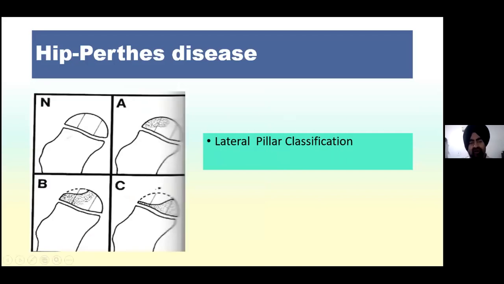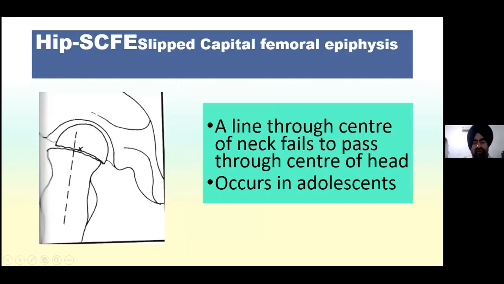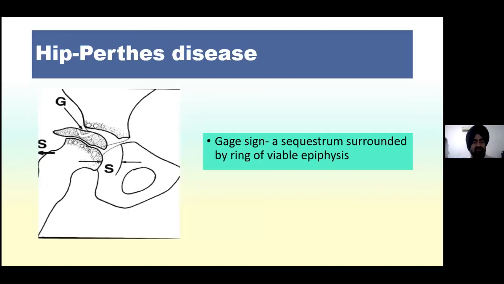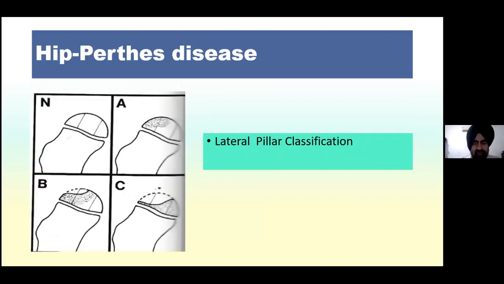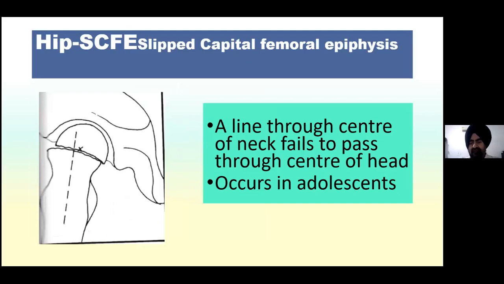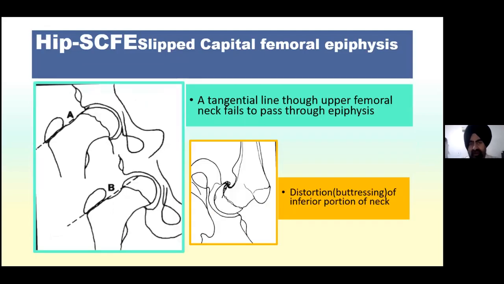And how do we classify it? One important classification is the lateral pillar classification. We look at the height of the lateral pillar. A line through the center of the neck fails to pass through the center of the head. It occurs in slipped capital femoral epiphysis. A tangential line through the upper femoral neck fails to pass through the epiphysis. There is distortion, buttressing of the inferior portion of the neck.